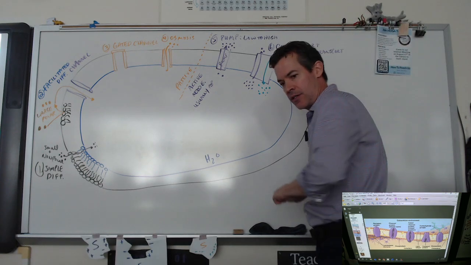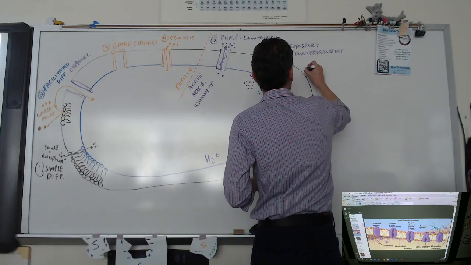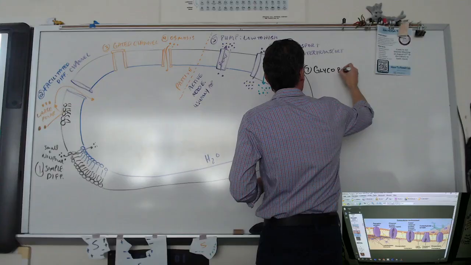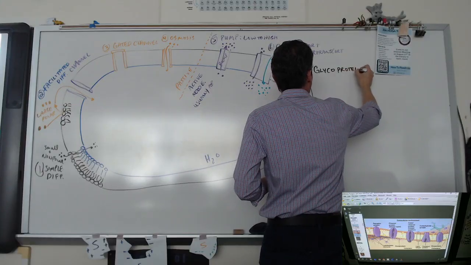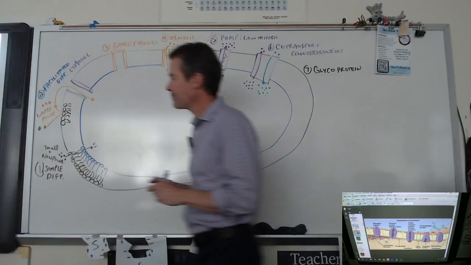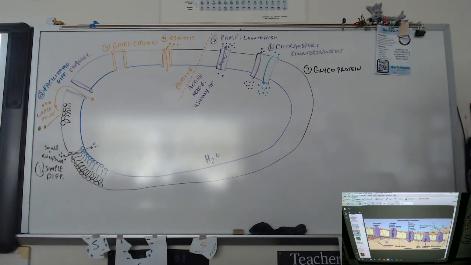So number 7 will be a glycoprotein. Glycoprotein. All right, protein means protein. Does anybody know what glyc or glyco means?